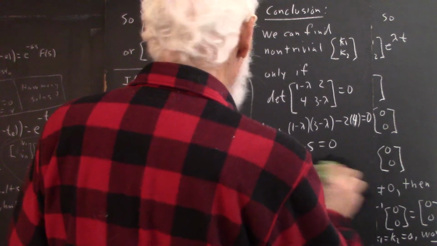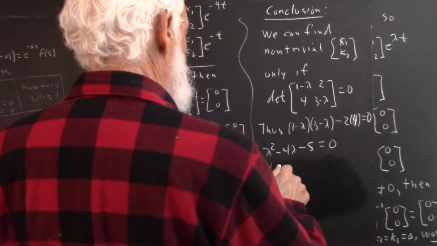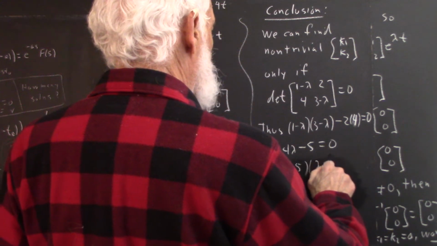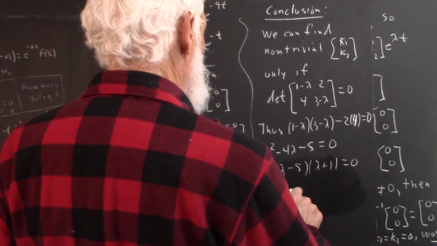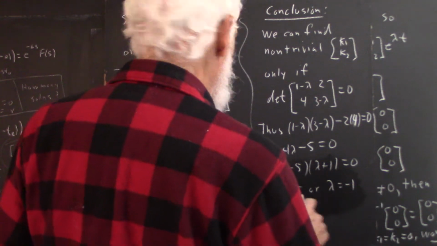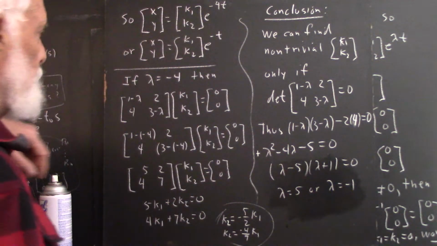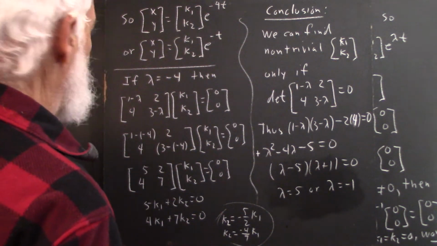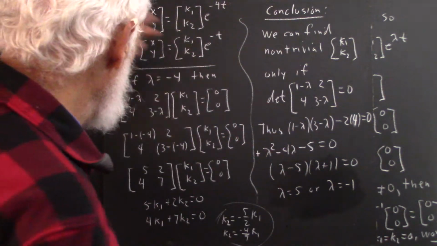So this would be pretty easy to adjust. Maybe a little messy, but we get then lambda minus 5 times lambda plus 1 equals 0. So lambda equals 5 or lambda equals negative 1. So everything I said here is good, but now 4 and 1 doesn't even multiply out to 5.